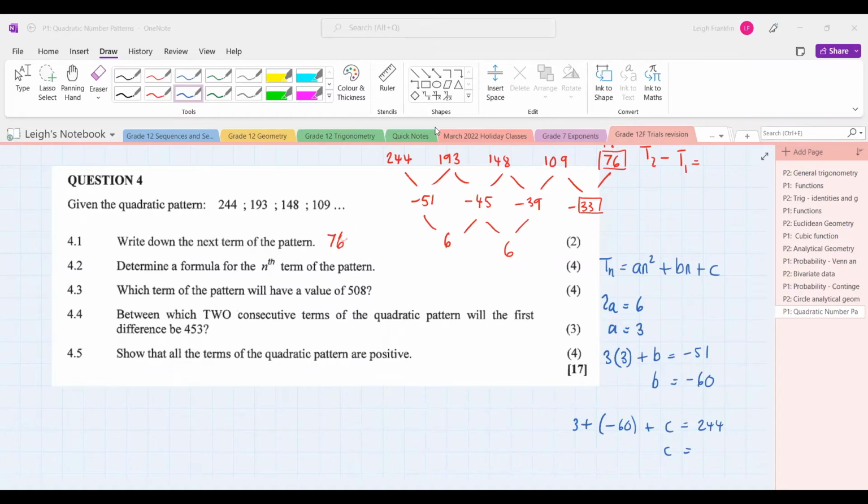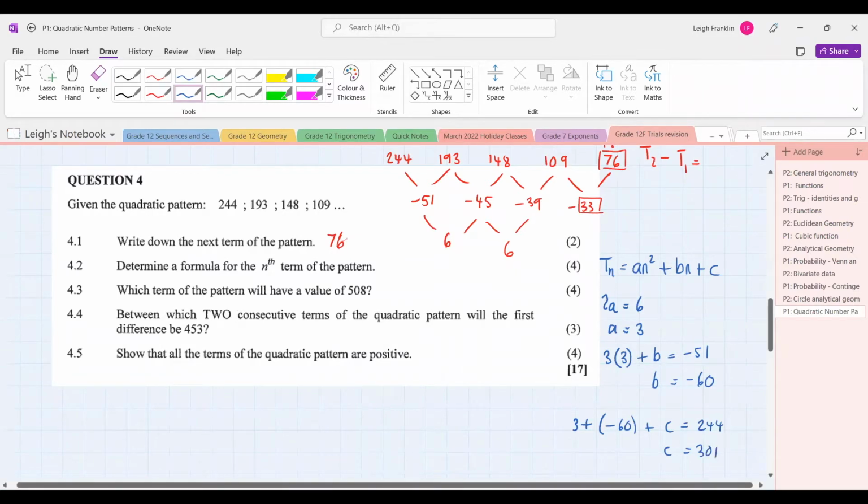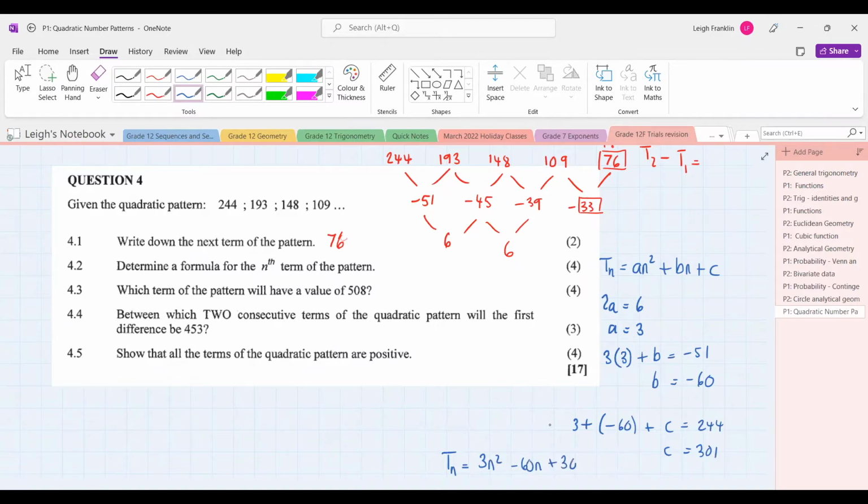That's just the way that it is, Diana. That's just this particular pattern. Okay, and that's just what they've done. All right, so now we would say that Tn equals 3n squared minus 60n plus 301.